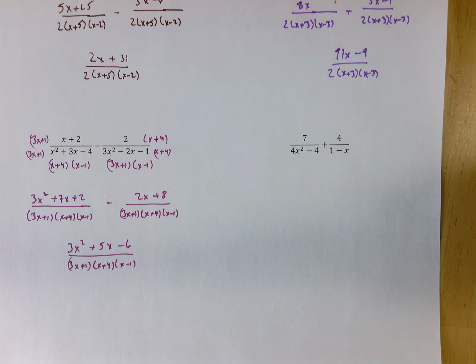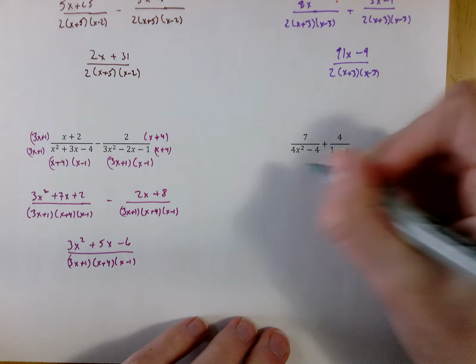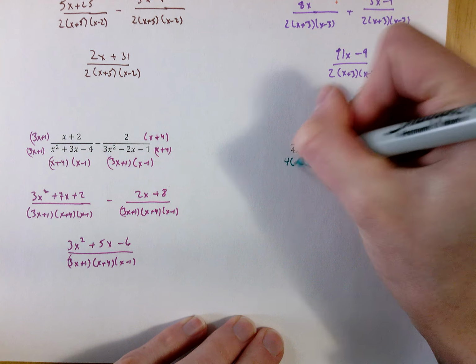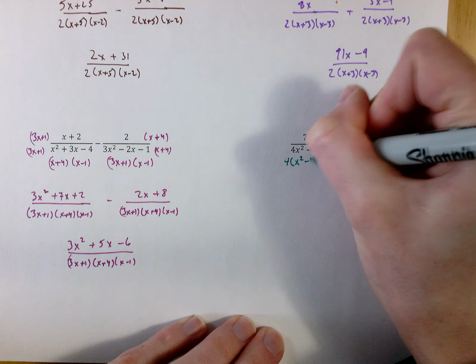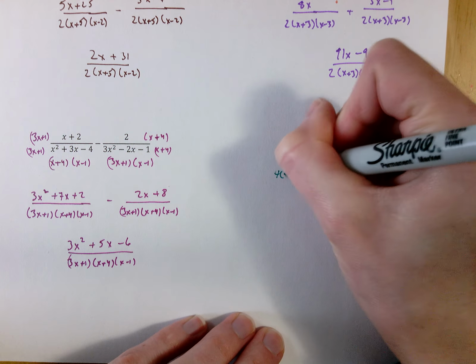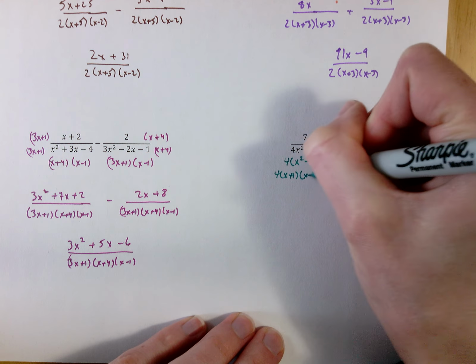Excellent. One more to go. So this guy, I can start by factoring out the 4, and that leaves me with x squared minus 1. And then I can further factor that to x plus 1 times x minus 1.